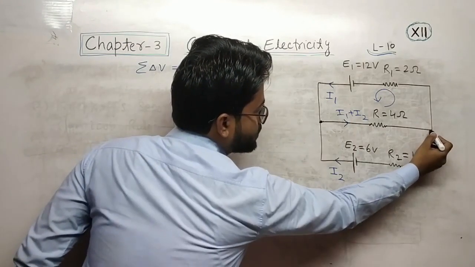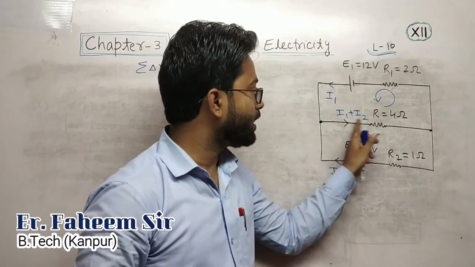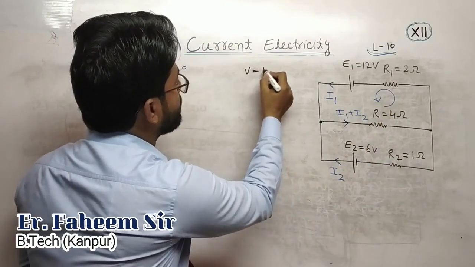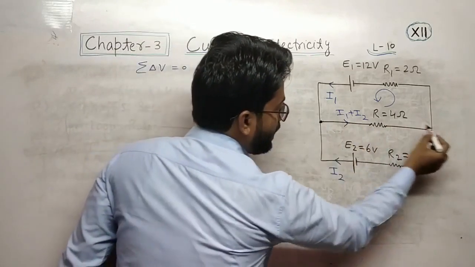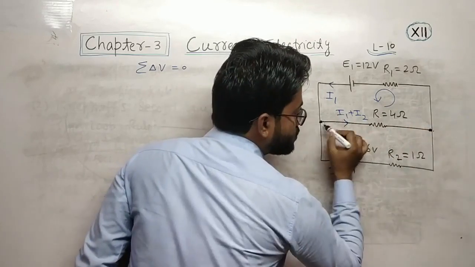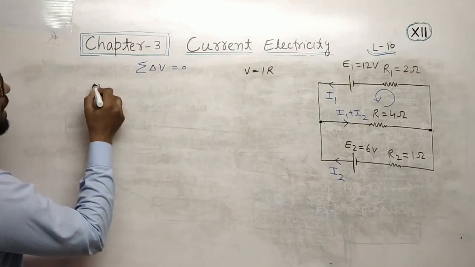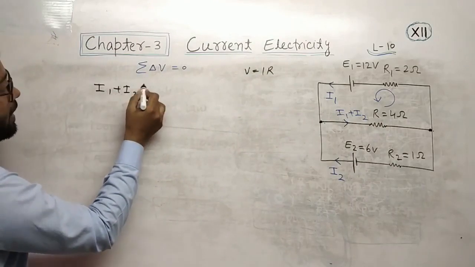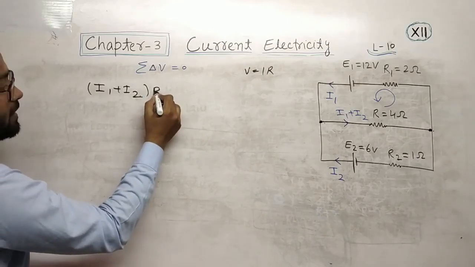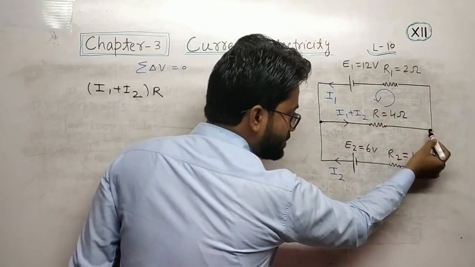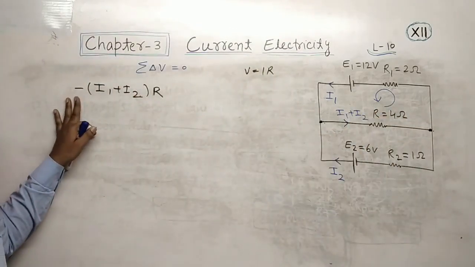From this point to this point, there will be a potential difference of net current into R, because V equals IR. It means the potential difference between these 2 points will be equal to the net current, that is I1 plus I2, and R. That is the potential difference, and this is the potential drop, and if this is a potential drop, we will take it as positive.